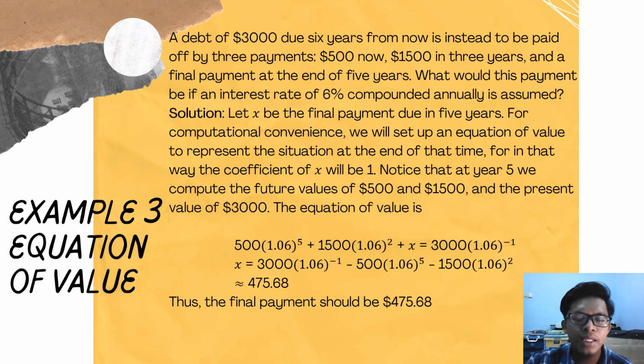So we bring the X to the front of the formula because we want to find X, and we get 3,000(1.06)^-1 minus 500(1.06)^5 minus 1,500(1.06)^2. So the answer for this equation is 475.68. So the final payment should be $475.68.